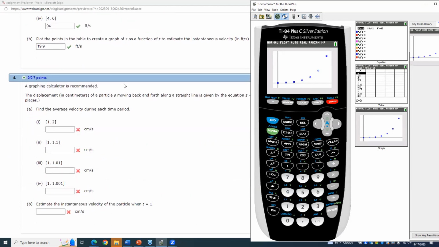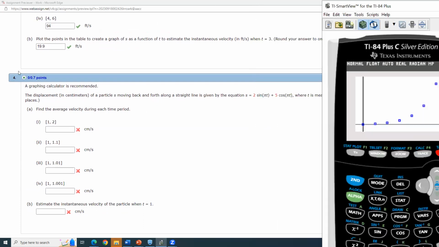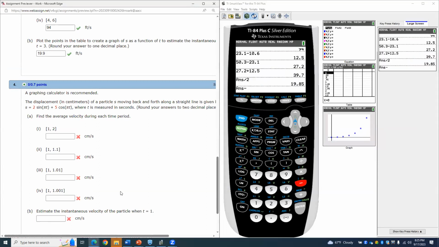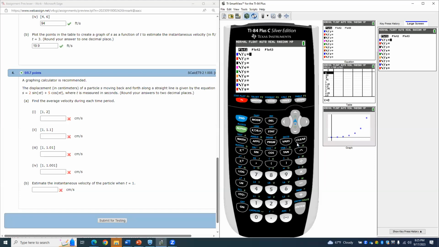The other thing I want to make sure we talked about is something like number 4, where it says a graphing calculator is recommended. They give you this really ugly equation. I'm going to type this into my graphing calculator. I already clicked submit for testing, so we can clear that out. If you see the little X's, just ignore those. It says the displacement of a particle S moving back and forth along a straight line is given by this equation. So I'm going to say 2 times sine of pi times x plus 5 cosine of pi times x.